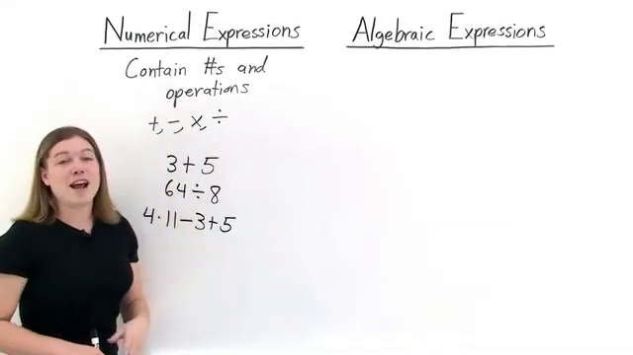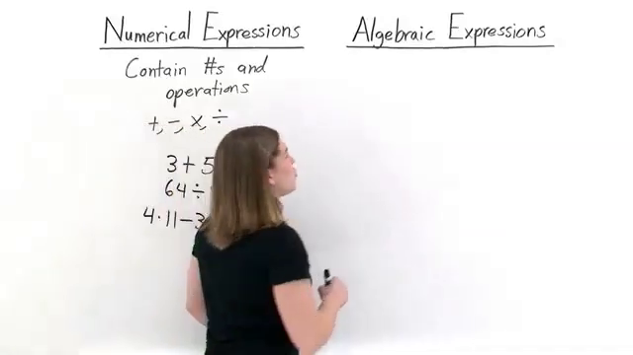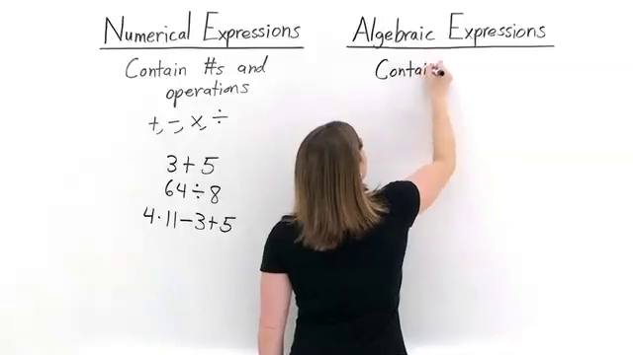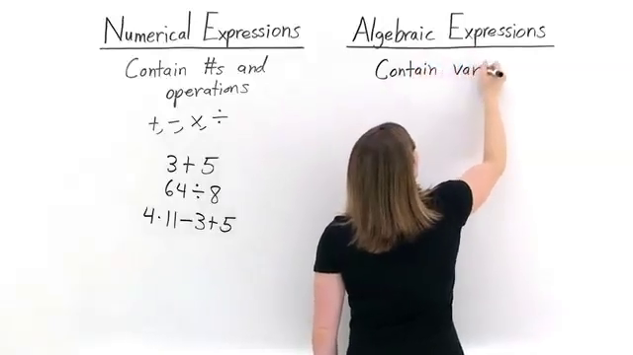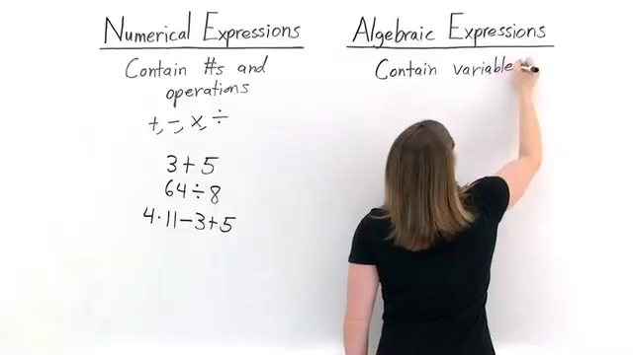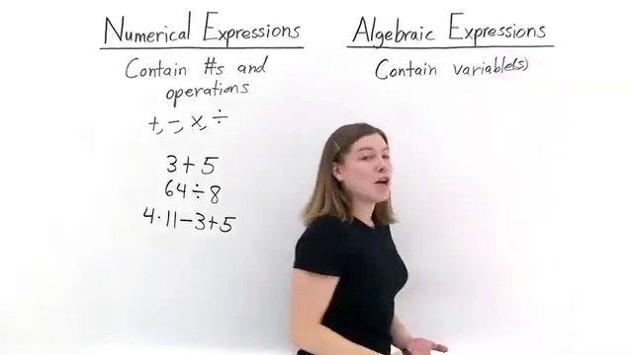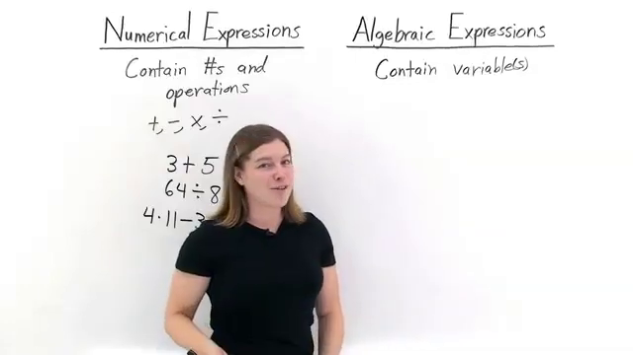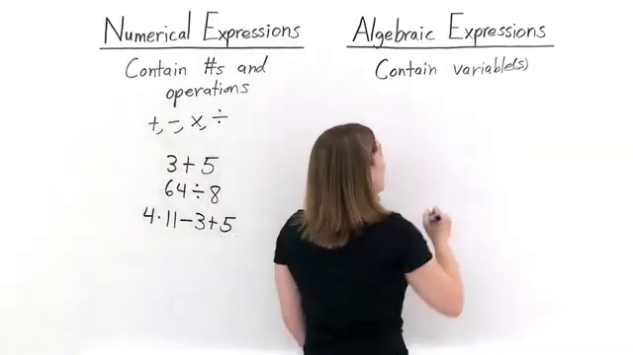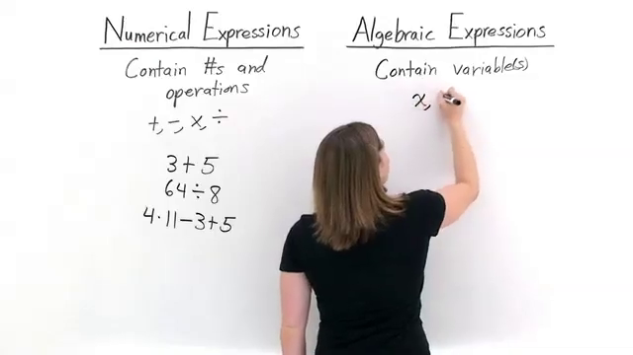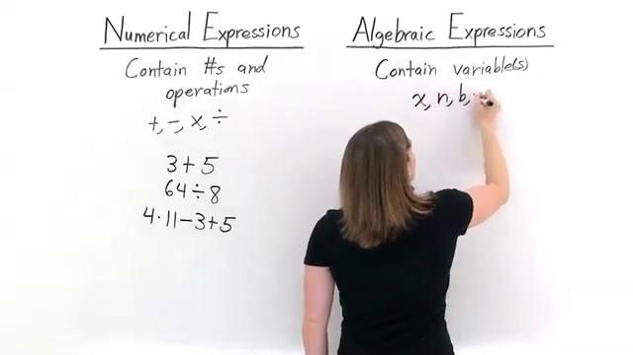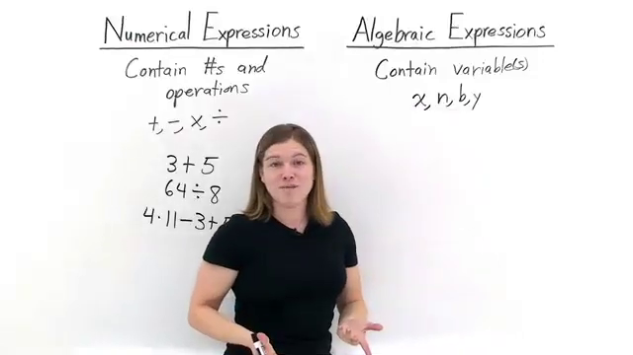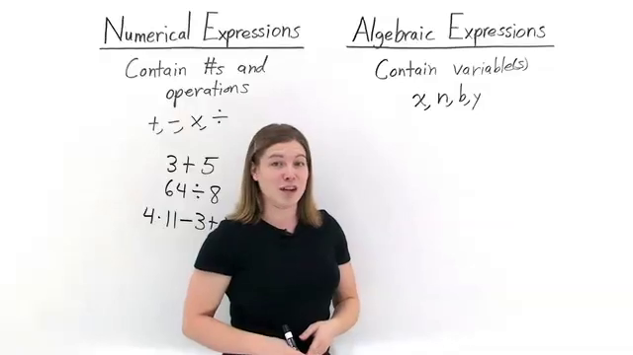Now that we've looked a little bit at numerical expressions, let's check out algebraic expressions. An algebraic expression is a mathematical expression that contains at least one variable. So that means if you have an expression that contains at least one variable, you have an algebraic expression. And remember, variables are letters or symbols that represent some unknown value. So letters like x, n, b, and y would be examples of variables. They represent unknown numbers in an expression.